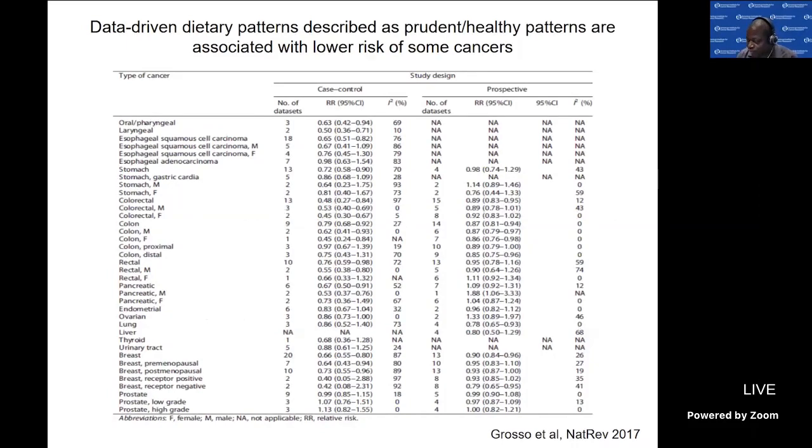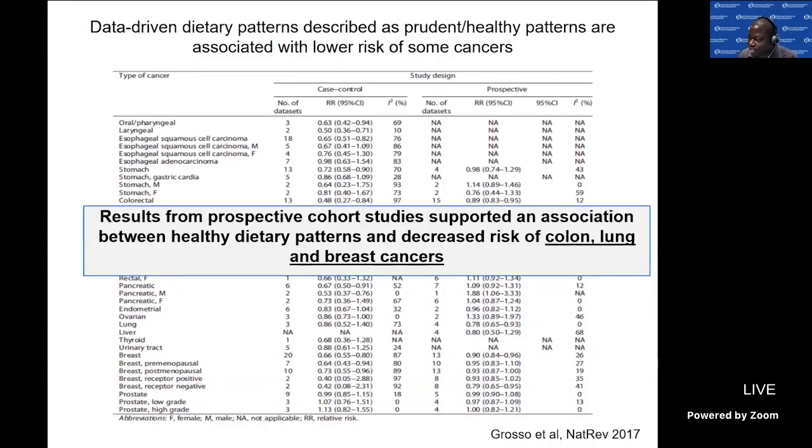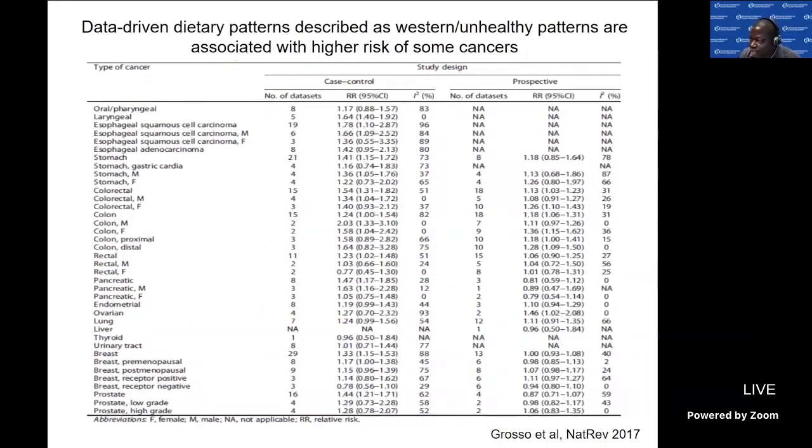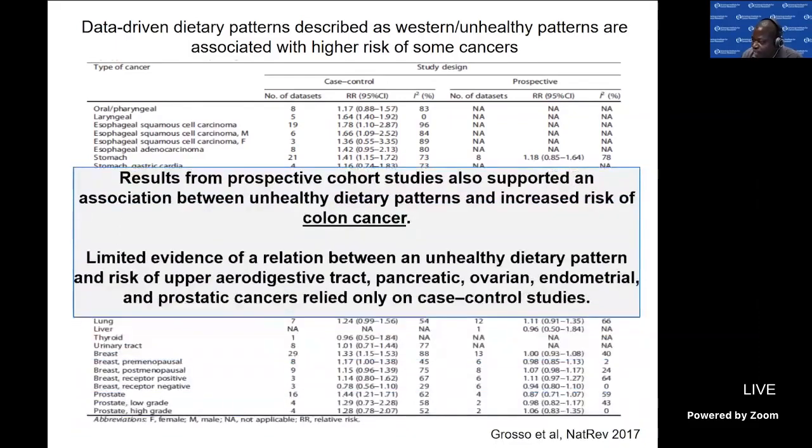Dr. Fung has already provided a great background on the association of the different PCA-derived patterns in relation to cancer. These studies have found a very strong association between prudent dietary patterns and decreased risk of colon, lung, and breast cancer. The same methods of deriving dietary patterns also identified that a Western or unhealthy dietary pattern is associated with increased risk of colon cancer. Data for other cancer sites is much more limited and also limited to case-control studies, where it is always difficult to tease out whether it is the cancer that influences a particular way of eating or whether it's actually the diet that influences the development of the cancer. That's the limitation with such study designs.